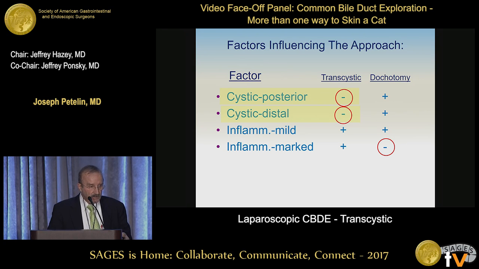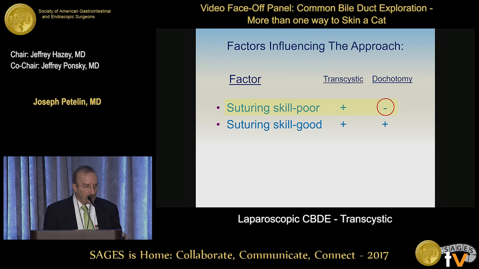If the cystic duct is long and circuitous, or if it enters quite distally, getting proximal stones out is going to be quite difficult. Or if the inflammation is marked, then a choledochotomy may be somewhat dangerous. And then if your suturing skill is not up to par, you're most likely not going to try to perform a choledochotomy.